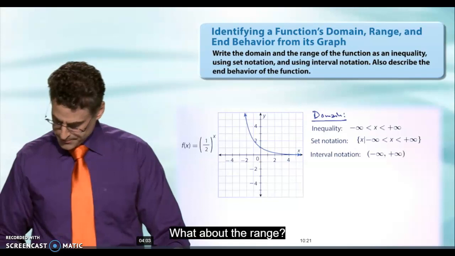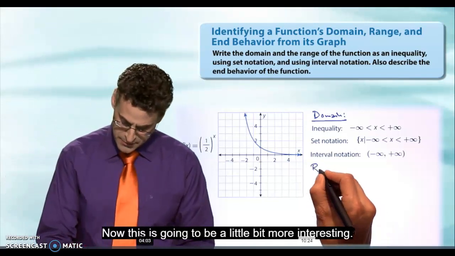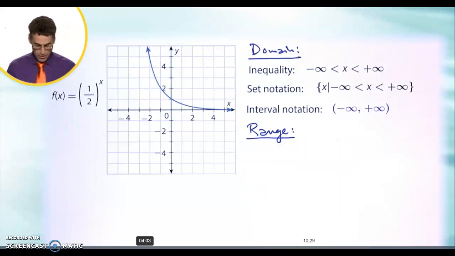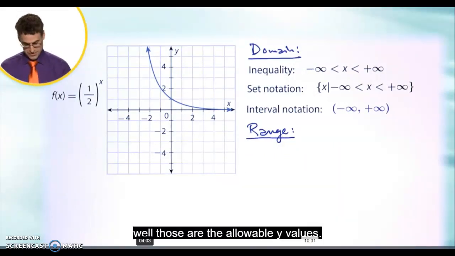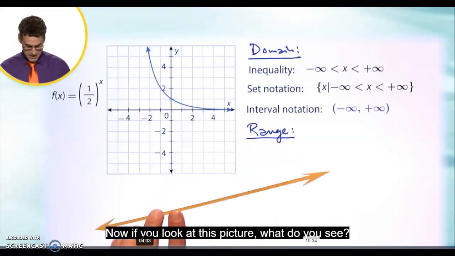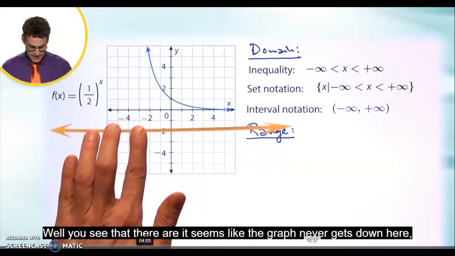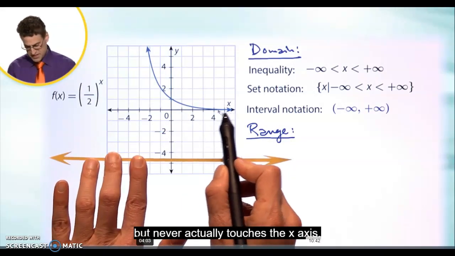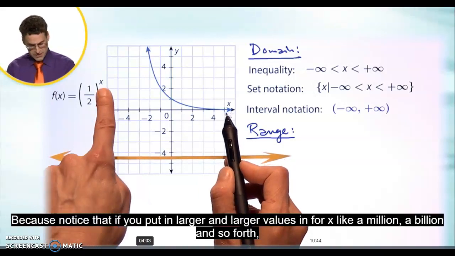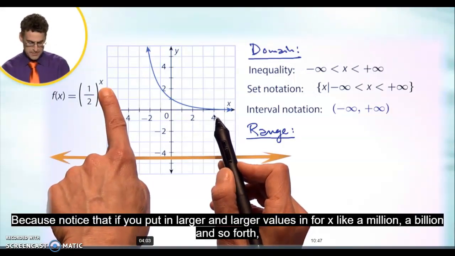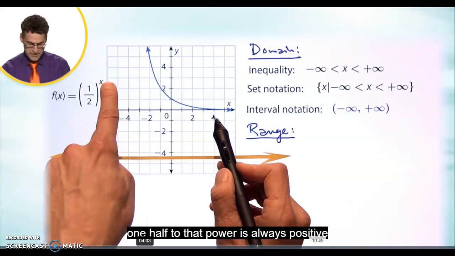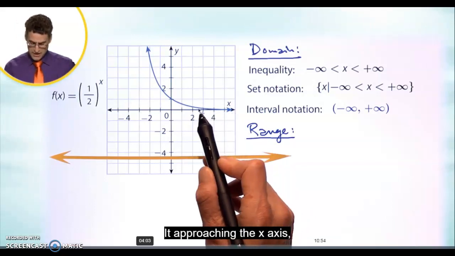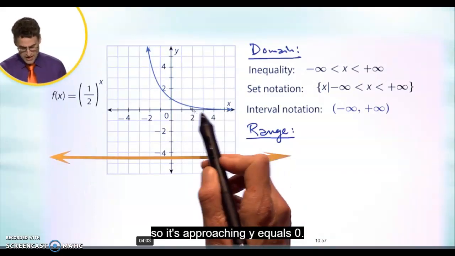What about the range? Now this is going to be a little bit more interesting. So the range, well, those are the allowable y values. Now if you look at this picture, what do you see? Well, you see that it seems like the graph never gets down here. In fact, the graph keeps getting closer and closer and closer to the x-axis, but never actually touches the x-axis. Because notice that if you put in larger and larger values for x, like 1 million, 1 billion, and so forth, 1/2 to that power is always positive, but getting smaller and smaller and smaller. It's approaching the x-axis, so it's approaching y equals 0.